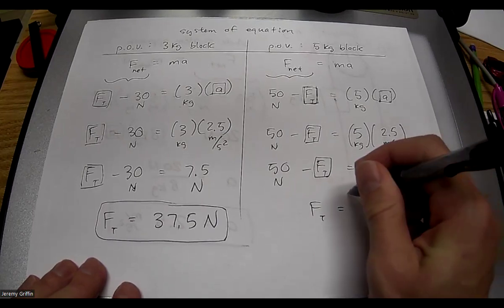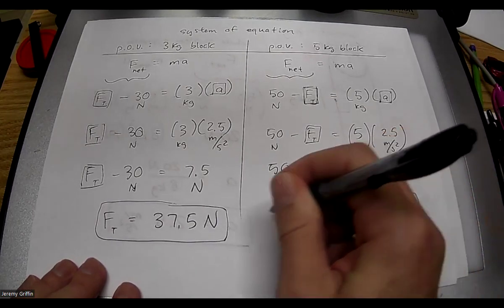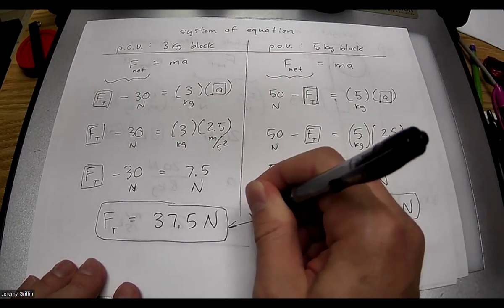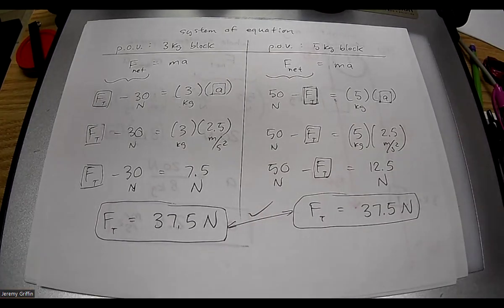37.5. And then the unit is also newtons. Hey, look at that. It's the same tension, which I told you it was going to be. It always works out that way. The massless frictionless pulley and the rope has negligible mass. Yeah, that'll be the case. Same tension force.